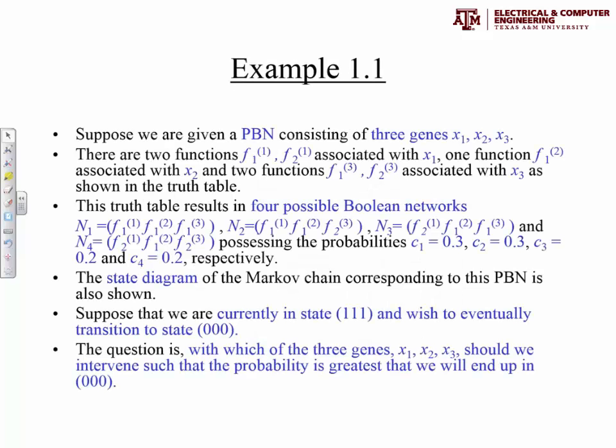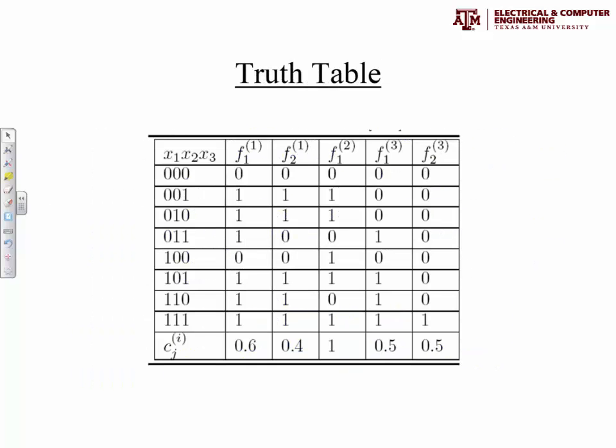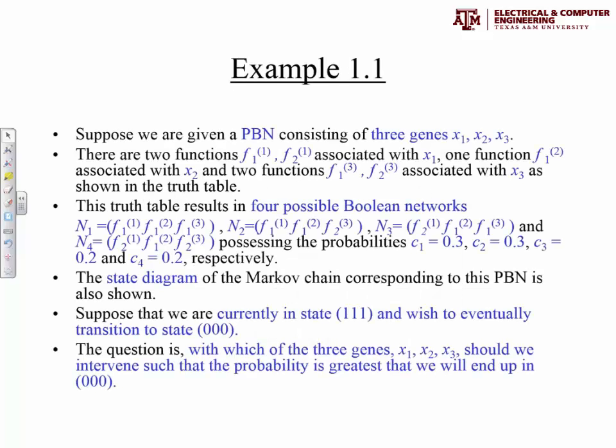So the truth table results in 4 possible Boolean networks, and these are the predictors that are given here. So the first predictor for gene number 1, the only predictor for gene number 2, the first predictor for gene number 3, and so on. And you can calculate the probabilities also, because if it's the first predictor for gene number 1, the only predictor for gene number 2, and the first predictor for gene number 3, you can go back to the table, assuming that the selections are independent. So it's going to be 0.6 times 0.5, which gives you 0.3. So you can go ahead and do those calculations. It's not a problem.